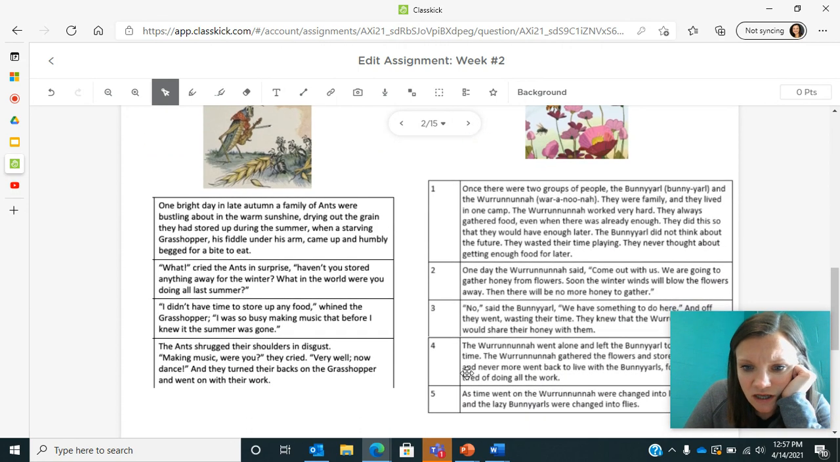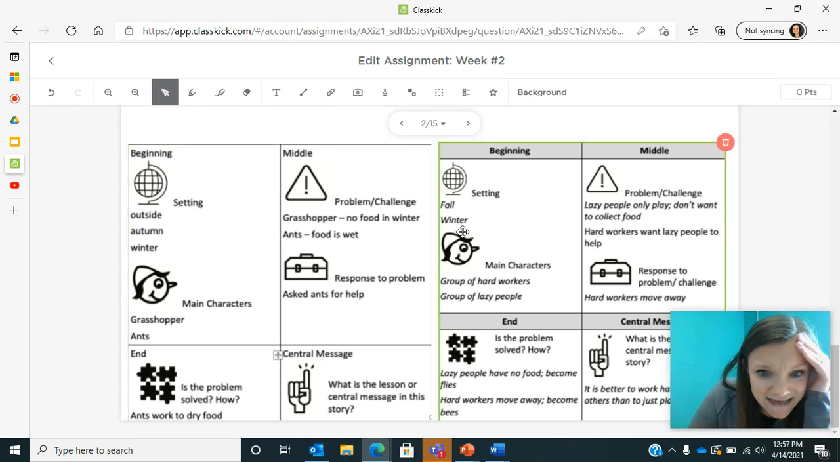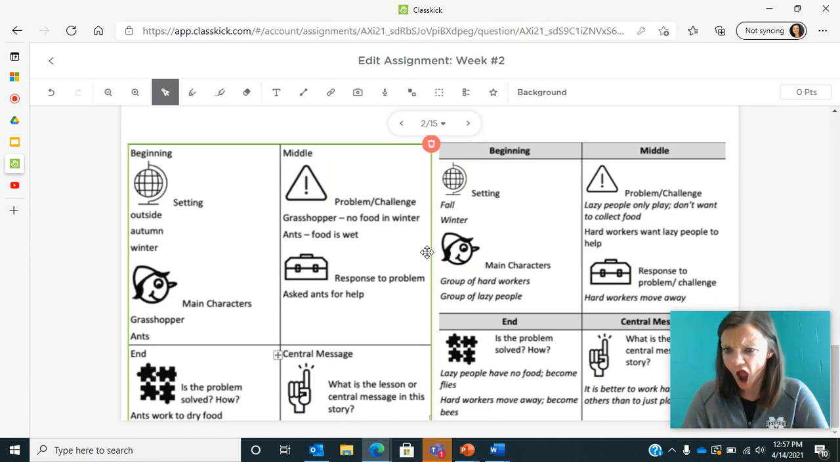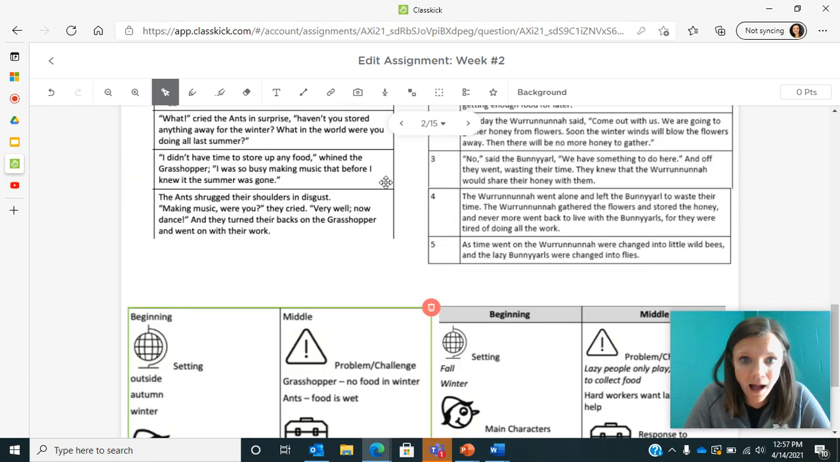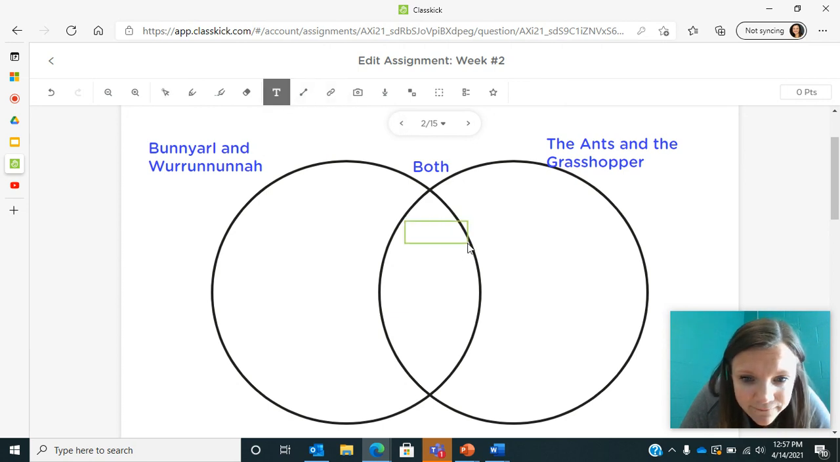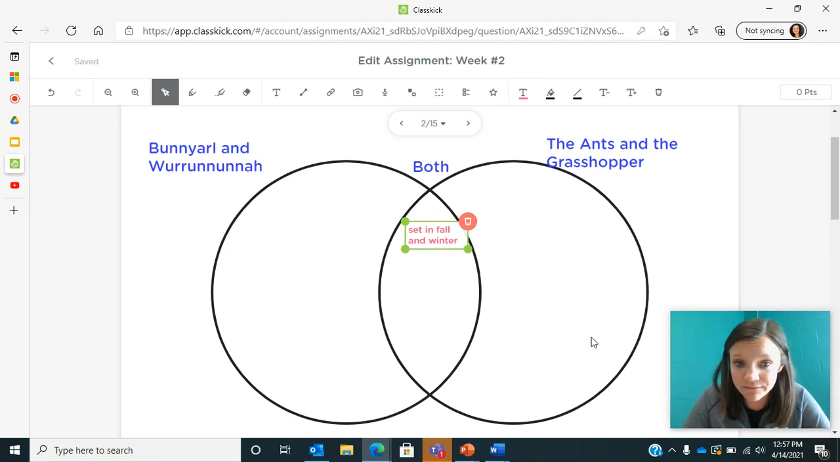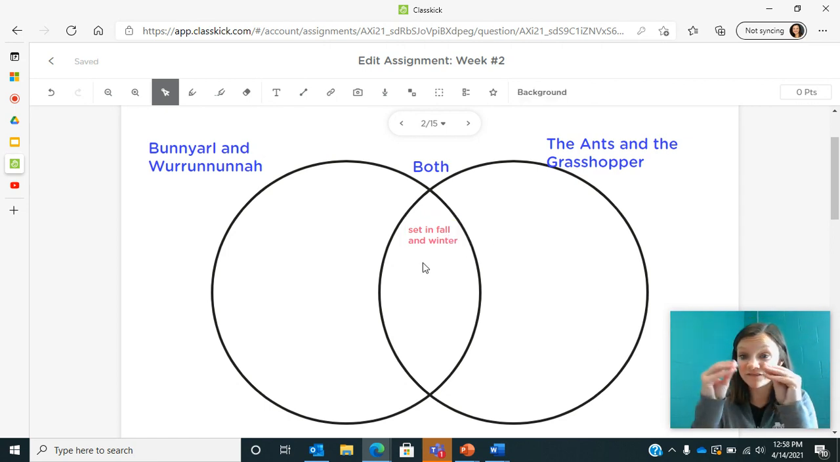I'm going to scroll down to the story element chart. I see that both of them are set in the fall and winter. They have the same setting. I'm going to scroll up to my Venn diagram and put that in the middle. So I'm going to make my text teeny tiny so I can fit all that I can in there. And I'm going to change the color of it too. How are they similar? They both are set in fall and winter. I saw that in my story element chart. I put it there because that's how they're the same.